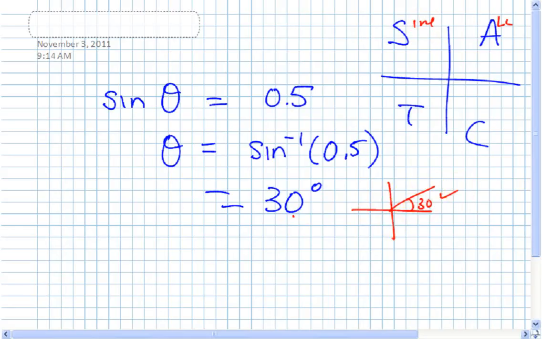Where is your other answer going to be? 150. Over here. Isabel, you have a question? 120? Careful, not 120. Remember the reference angle is 30 here. So the other answer is 150. Ladies and gentlemen, when you are trying to solve for an angle, be careful. There are two answers now.